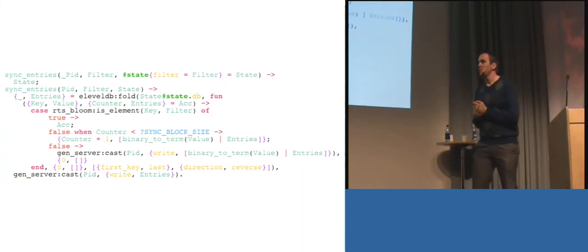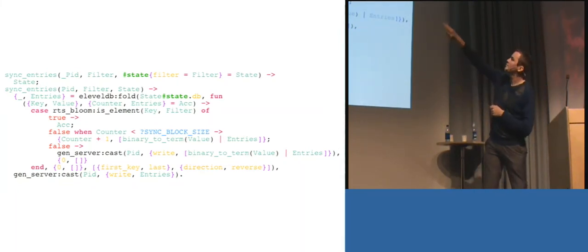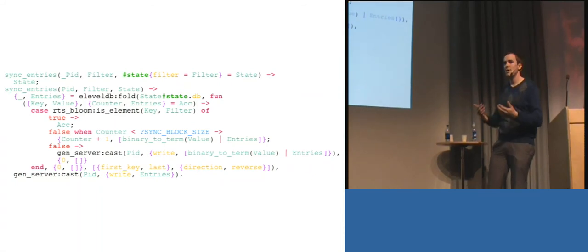So sync entries is an Erlang function, and if you see the very top clause, it's basically: if the filter we received from the other, represented by PID, is the same as our filter, fine, we'll just do nothing. If that's not the case, we're going to use LevelDB, so we have an eleveldb fold, which basically means go through all our messages, or events, or whatever.